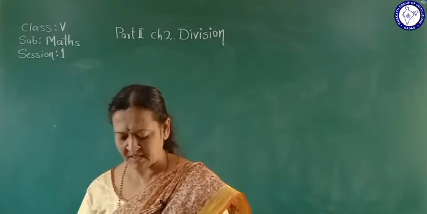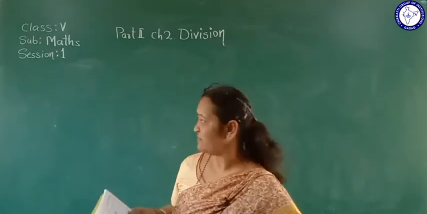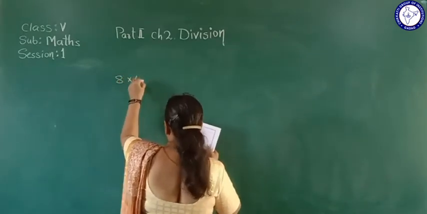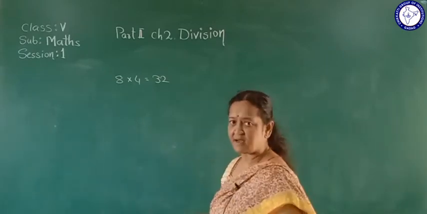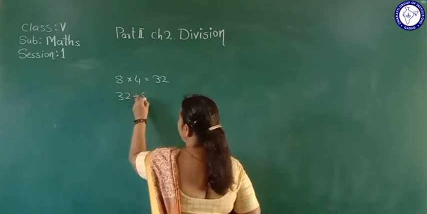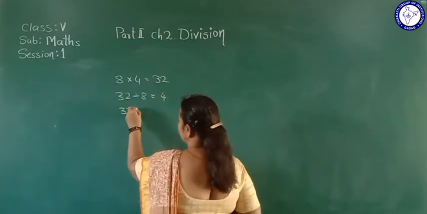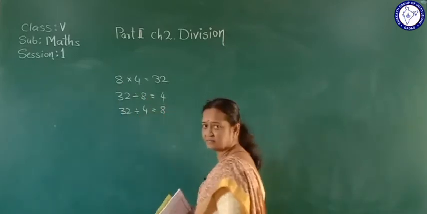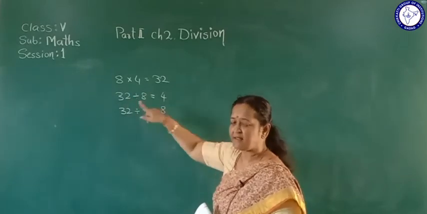Here, division is a reverse process of multiplication. For example, if we know 8 4s are 32, then 32 divided by 8, you will get 4, or 32 divided by 4, you will get 8. So here 8 4s are 32 or 4 8s are 32.